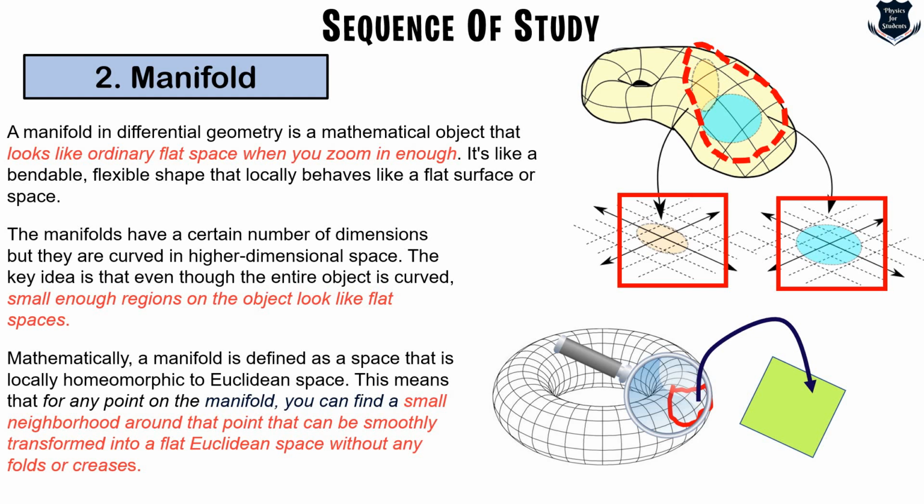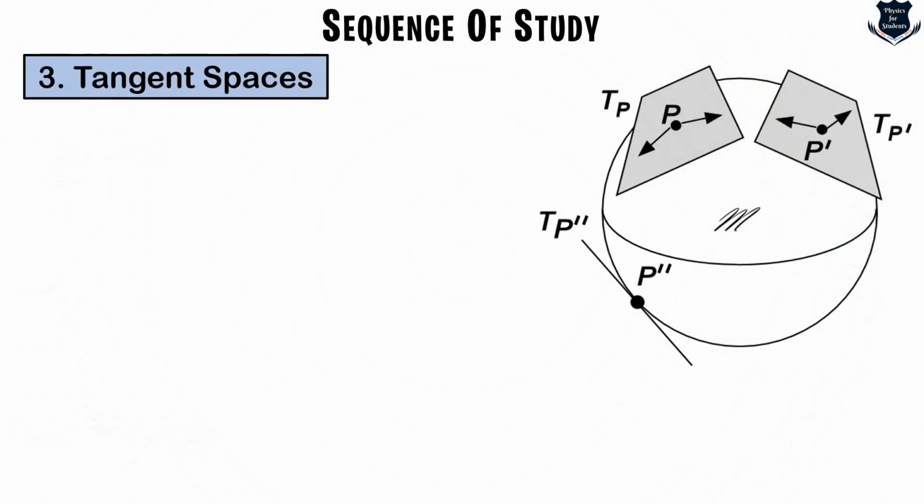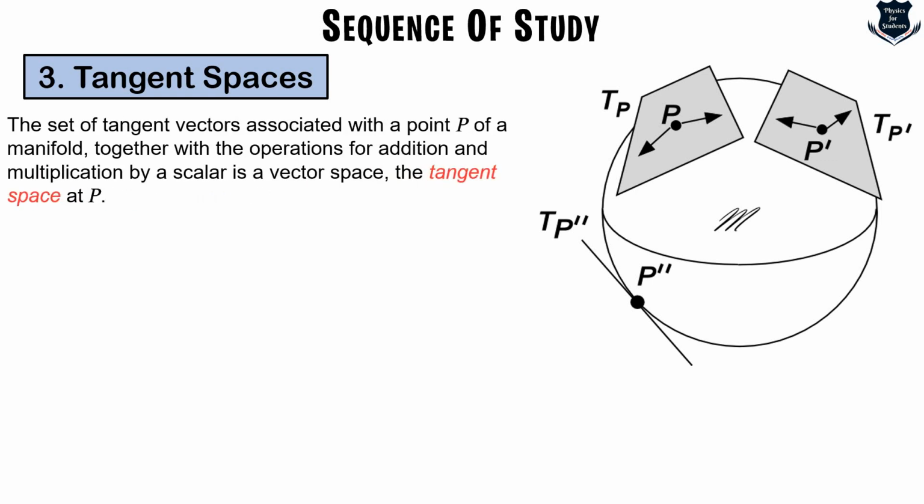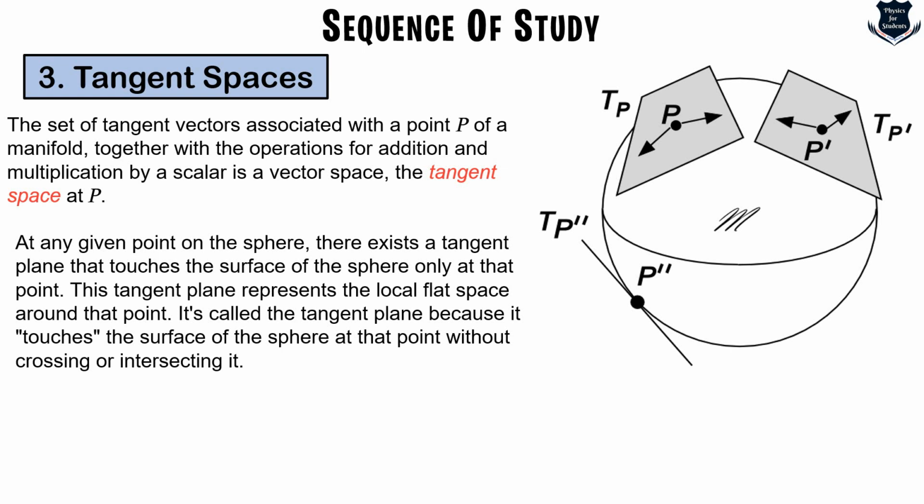Now the question is, these manifolds, how do we measure them? We measure them using tangent lines, tangent vectors, or tangent spaces. I am not dealing with tangent vectors separately because in all of the learning of tangent spaces, tangent vectors will automatically come. The tangent space at a point P of a manifold, together with the operations of addition and multiplication by scalar, is a vector space. At any given point on a sphere, for example, there exists a tangent plane that just touches the surface of the sphere only at that point.